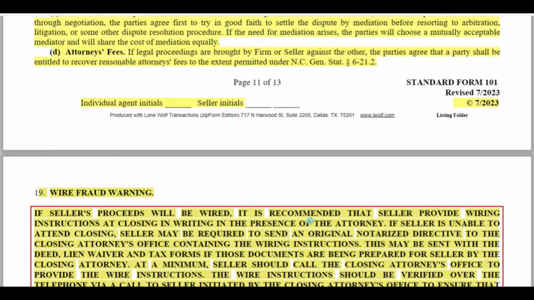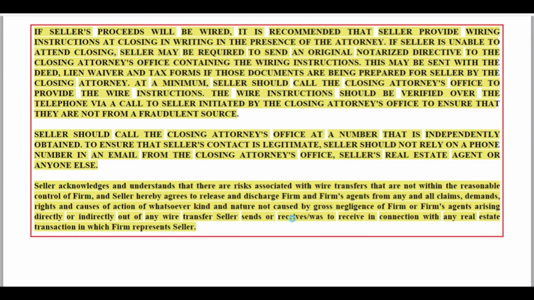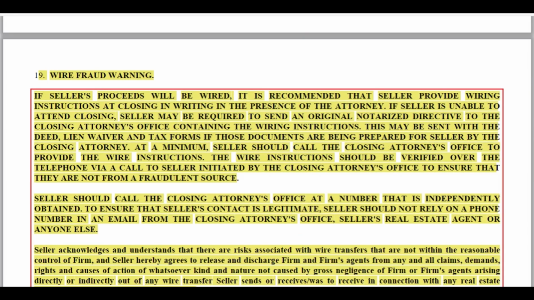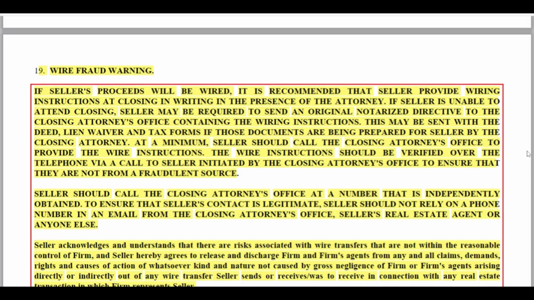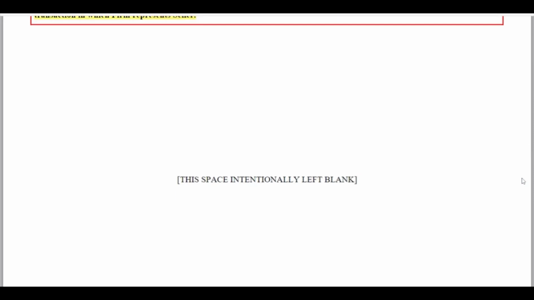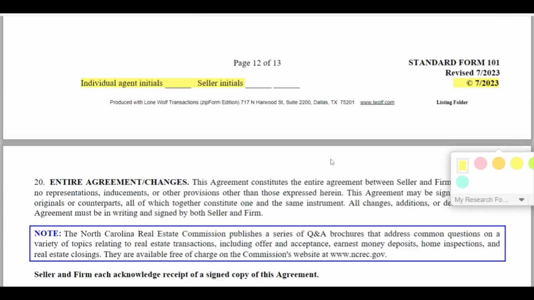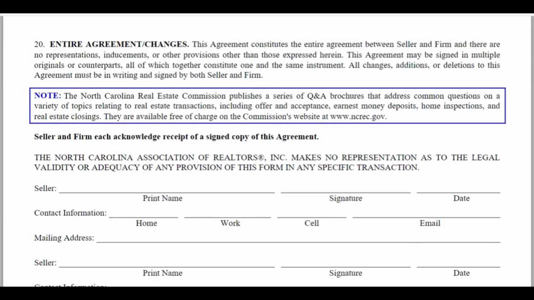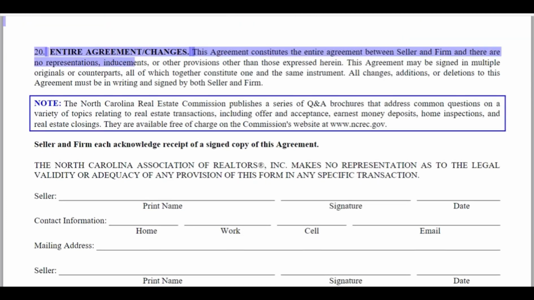So we're at 19 with wire fraud. So we just need to be careful of that when you're making any wire transfers. If you owed money at closing as a seller and you needed to make a wire transfer, we just need to make sure that you have the correct information from the institution, from the attorneys, that you are going to make that wire transfer into their account. And that's initials there at the bottom. And we're on 20.